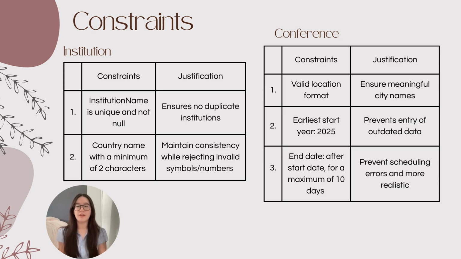Thank you. To guarantee fairness and data integrity in the Global Research Conference Management System, we have implemented 10 critical constraints. These rules eliminate logical errors, standardize evaluations, and ensure a seamless user experience.